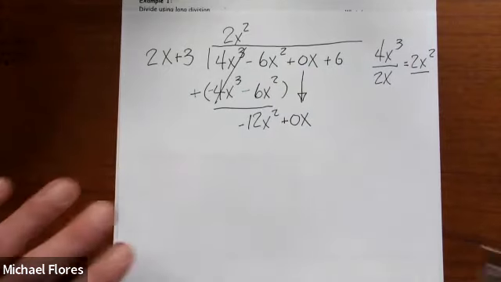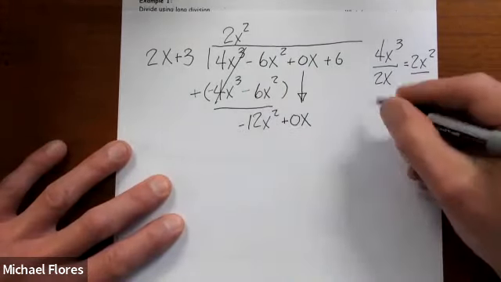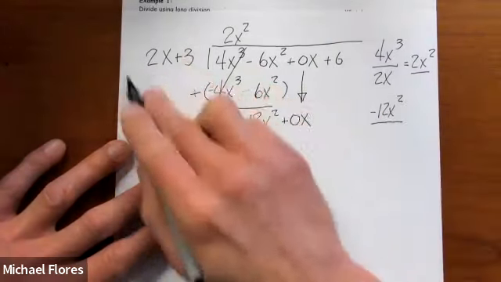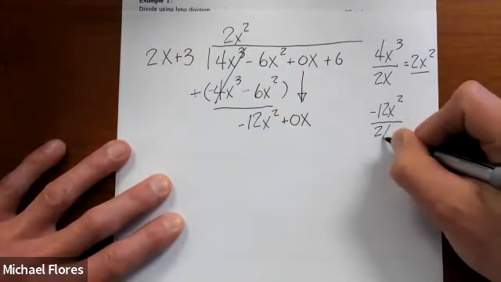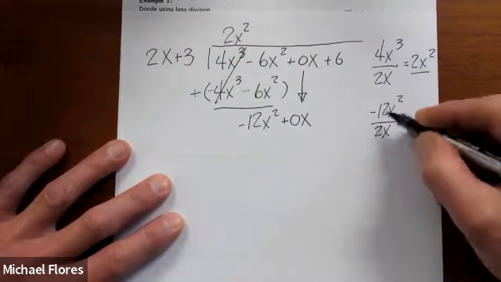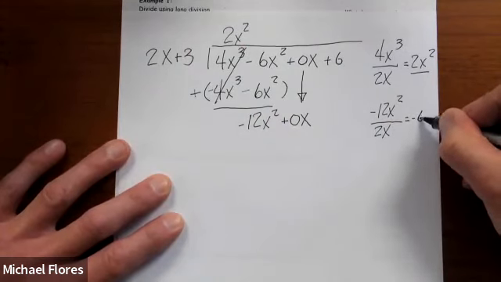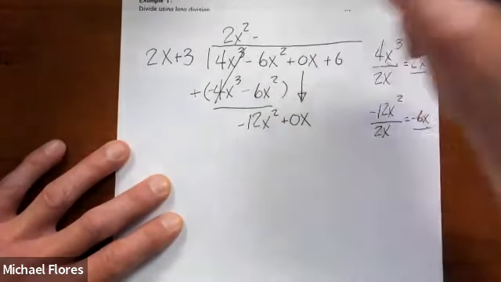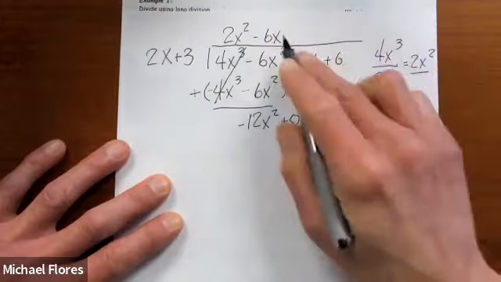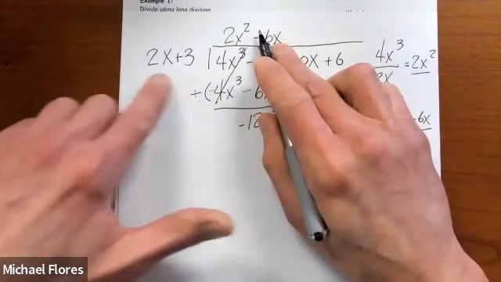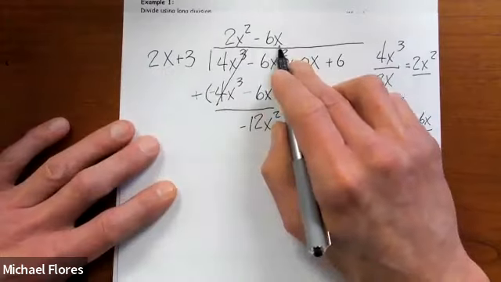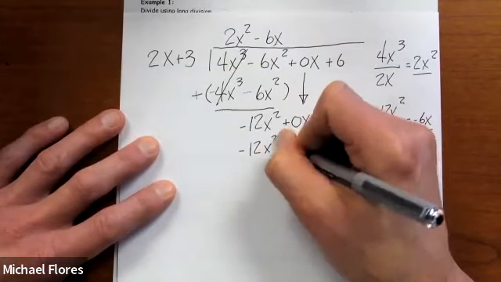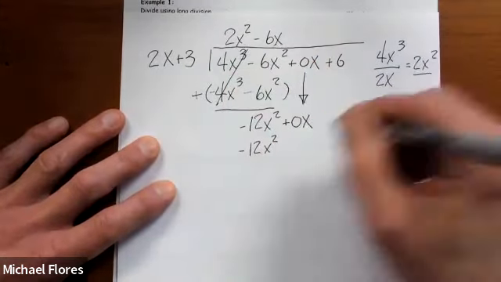Now we're going to repeat the process. This is our first term, so begin with that. Divide it by the first term of our factor. Negative 12 divided by 2 is negative 6 and x squared divided by x is x. So we're going to take that result and write it here. And now we're going to take that and multiply it by these two numbers. Negative 6x times 2x. Negative 6x times 3.